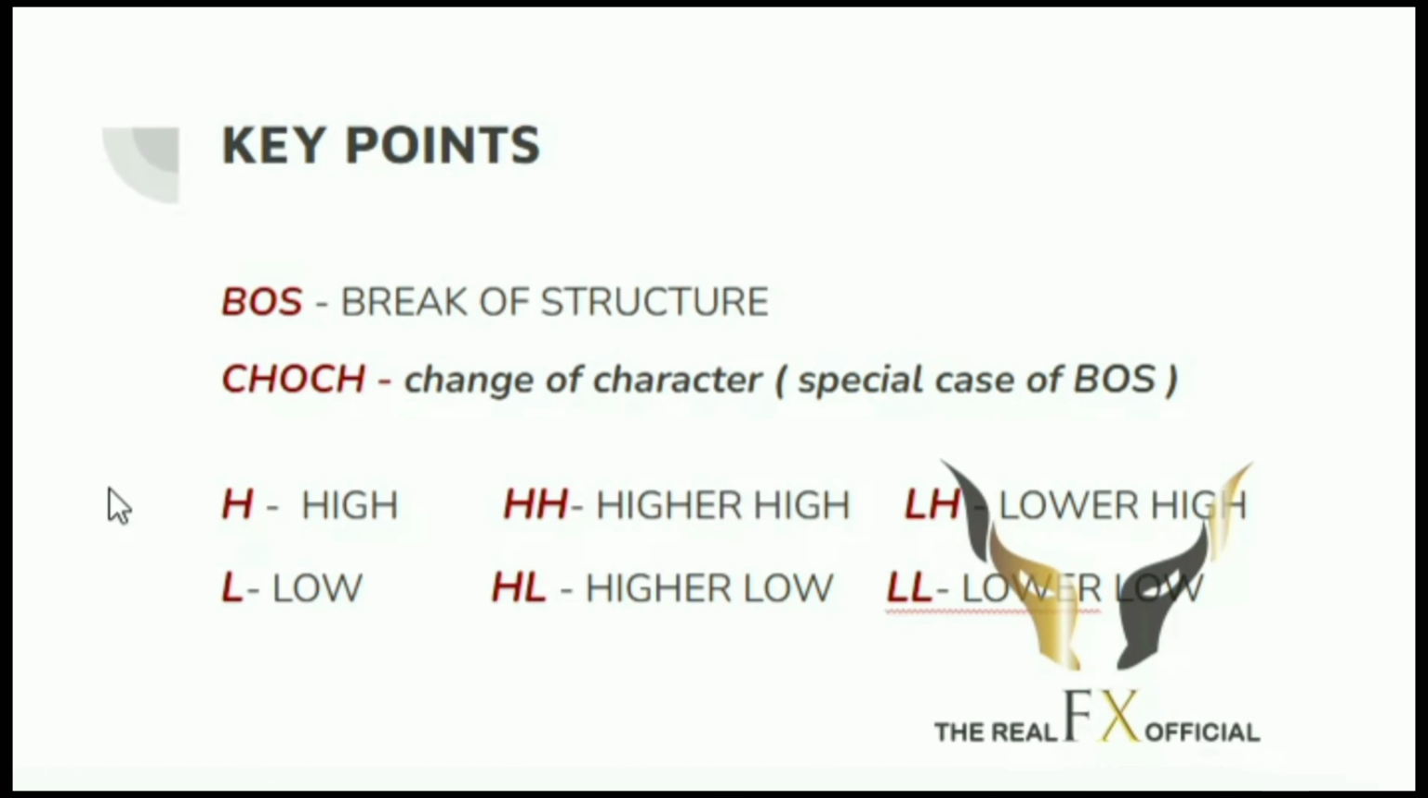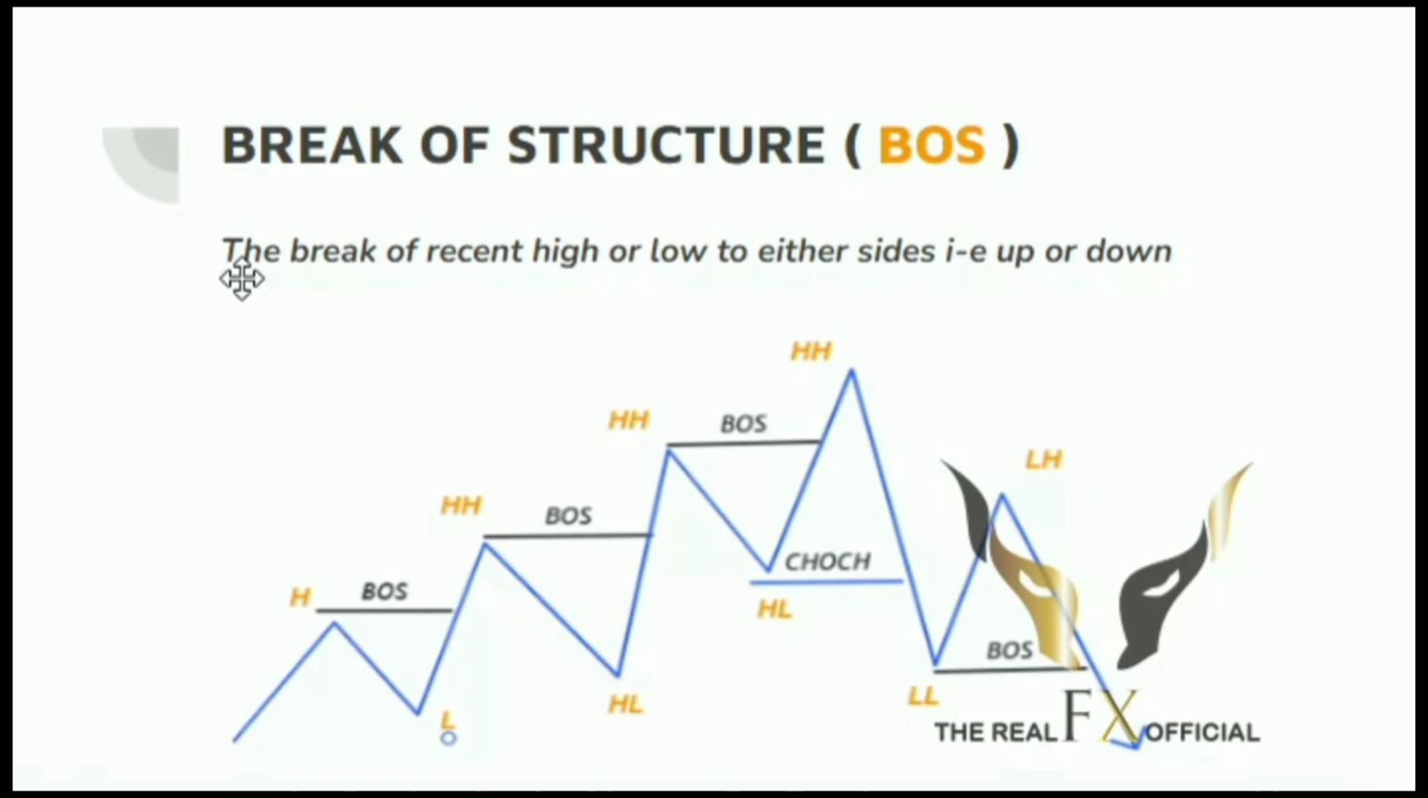So the break of structure, how can we understand it? It is the break of a recent high or a recent low to either side, that is up or down. Generally the price creates highs and lows. The price just moves in the form of waves. It goes forward, then backward, then forward, then backward. We can easily say the price moves to the upside, then comes back. There are just two types of movement. The price will either go up or down.